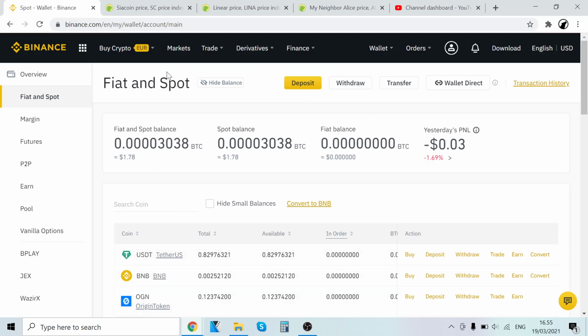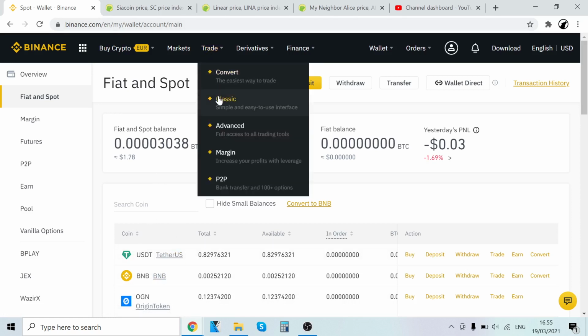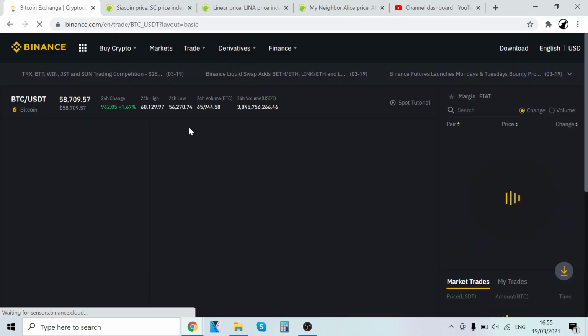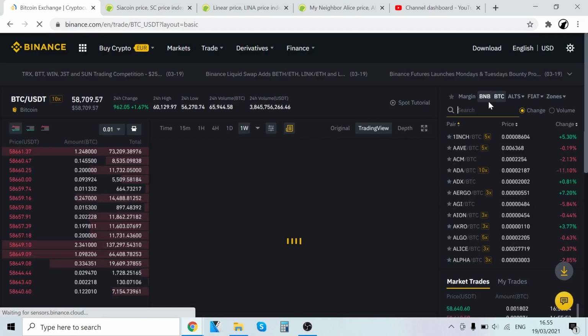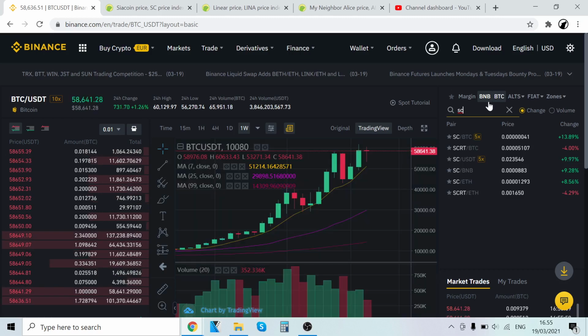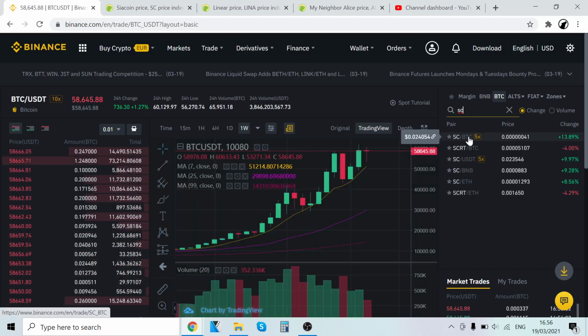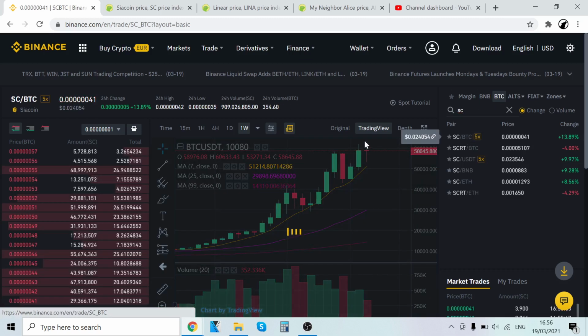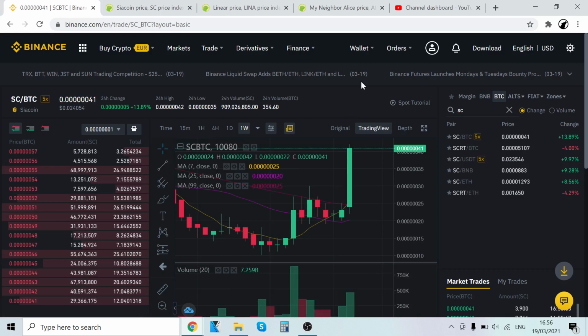So when you're in your wallet, the Bitcoin will show up right here. Okay, and to trade it in the Siacoin, all you have to do is go to trade, classic, and click search here and type in Siacoin's ticker, so SC. And here you have Siacoin/BTC. Click that, and that means that you can now trade the Bitcoin you just bought into Siacoin.